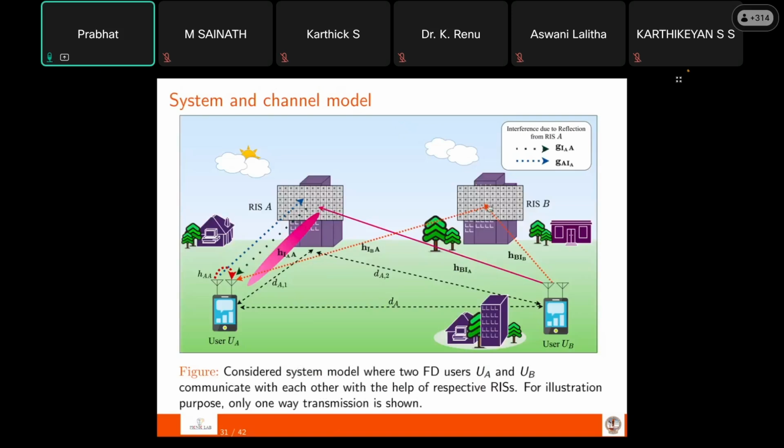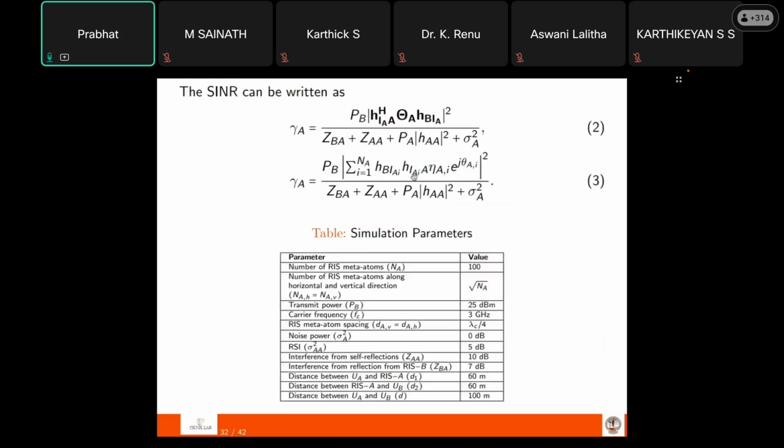a denominator part, which will be having signal coming to itself as the self interference, H_AA square. So it is with the transmit power of user A, right? And then there is some noise at the user A, which is sigma square A, and then Z_BA and Z_AA are considered as the constant powers of the reflections coming from RIS B to A and RIS A to A, right? These are the reflections from this.